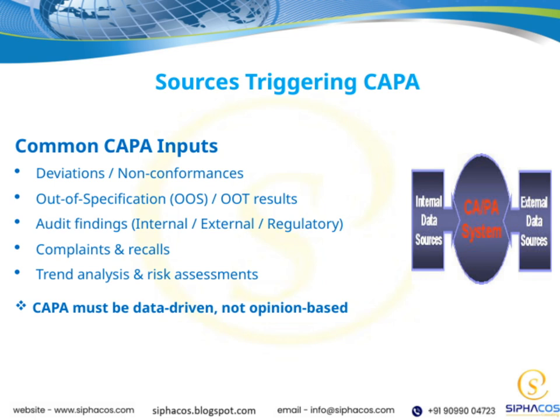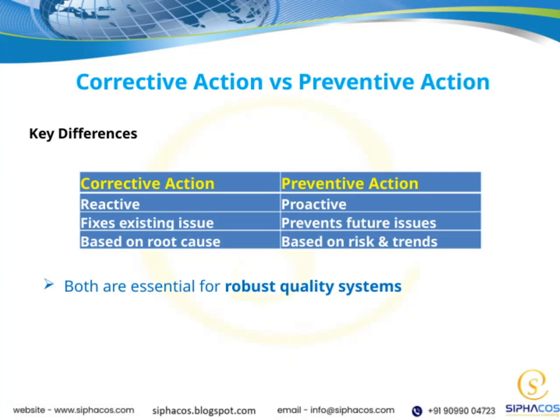It's important to remember that CAPAs must be driven by data, not opinions. Relying on objective information ensures that our corrective actions are effective and targeted. All these sources act as triggers, alerting us to problems that require investigation and correction. By understanding these inputs, we can better prioritize our efforts and improve our overall quality management system. Both approaches are essential for building robust quality systems.